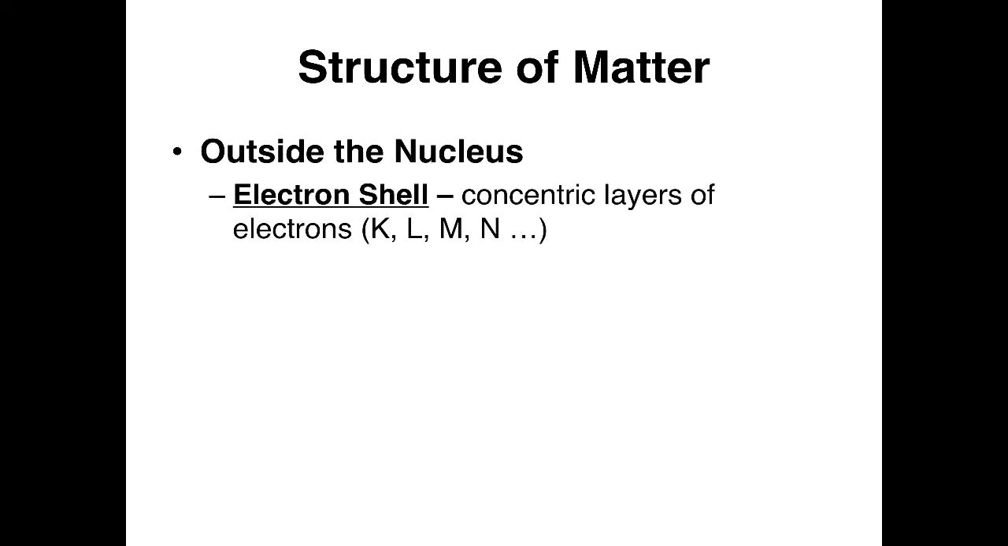Now outside the nucleus, the electrons arrange themselves in shells, which are concentric layers of electrons that can be labeled with capital letters. And where the electron resides depends on the energy that the electron has. The closer an electron is to the nucleus, the less energy that it has.